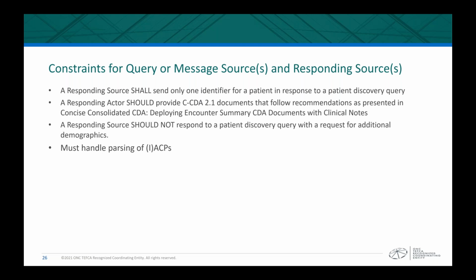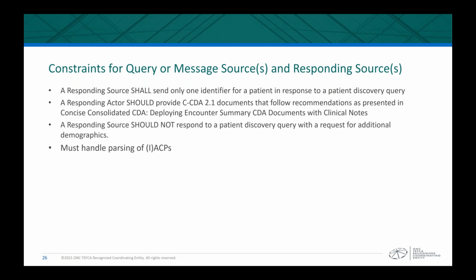So some of the constraints for query or message sources and responding sources. This section is actually one that we renamed. If you're comparing between the draft version and the final version, we previously referred to constraints for participants and sub-participants, but there are certainly cases, such as when the QHIN is housing an EMPI, that the responding source is actually the QHIN, not necessarily a participant or sub-participant. So we retitled this one. It is constraints for query or message sources and responding sources, which would be the QHIN, participant, or sub-participant as appropriate based on whoever the message query source or responding source is.